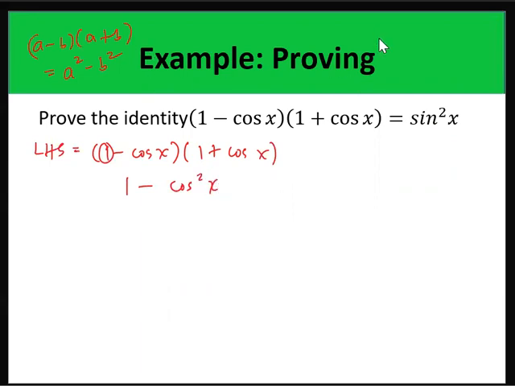Now, from the Pythagorean identity, we know that sine square x plus cosine square x is equal to 1. If we transpose cosine square x to the other side, we get sine square x equals 1 minus cosine square x. So 1 minus cosine square x can be replaced by sine square x, and this is the right-hand side of our identity. So this ends the proof of this particular item.